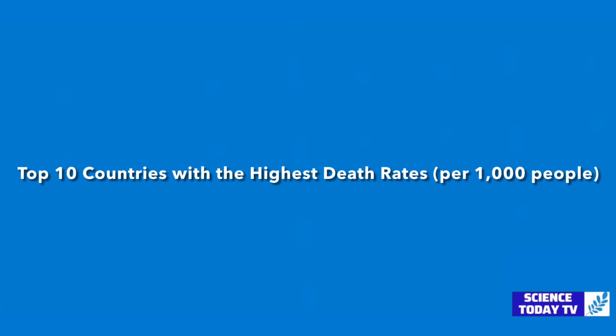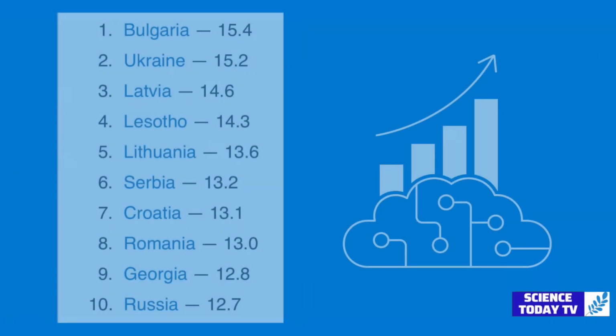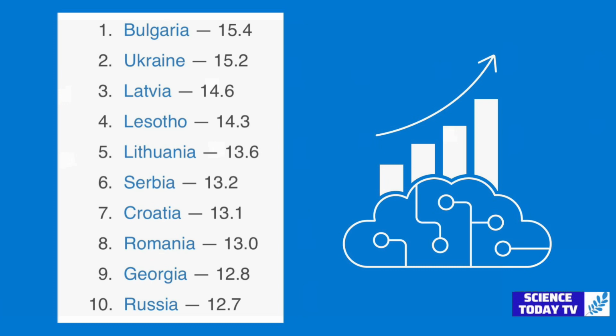Top 10 countries with the highest death rates per 1,000 people. Number 1, Bulgaria, 15.4. Number 2, Ukraine, 15.2. Number 3, Latvia, 14.6. Number 4, Lesotho, 14.3. Number 5, Lithuania, 13.6. Number 6, Serbia, 13.2. Number 7, Croatia, 13.1. Number 8, Romania, 13. Number 9, Georgia, 12.8. And number 10, Russia, 12.7.